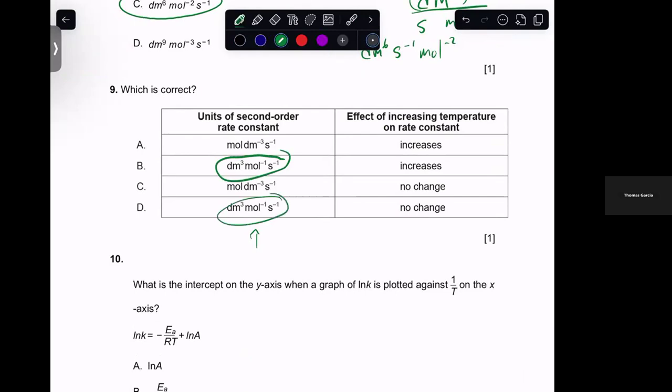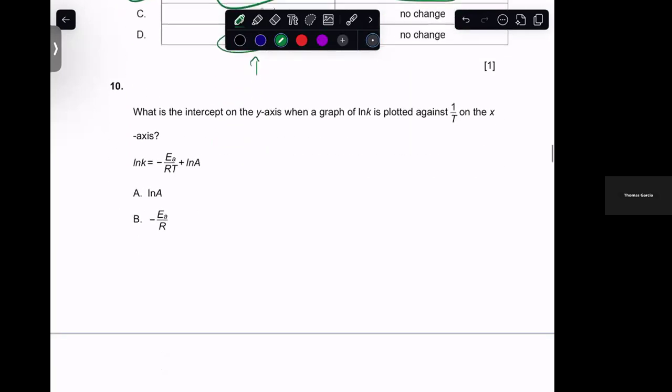And then the effect of increasing temperature on rate constant. So we have to think about this. Does the rate constant depend on temperature? So when we increase the temperature, does the rate change? And we know for a fact it does. It increases. Therefore, our answer must be B.